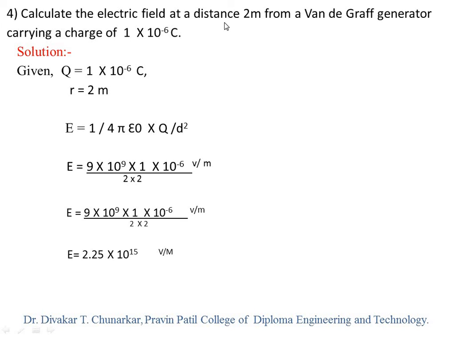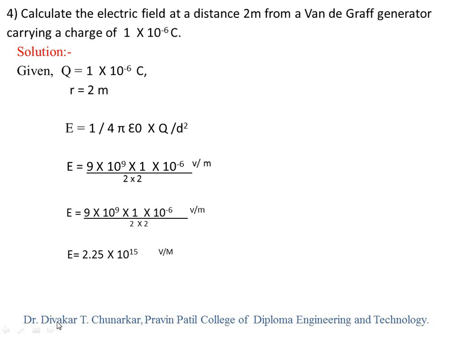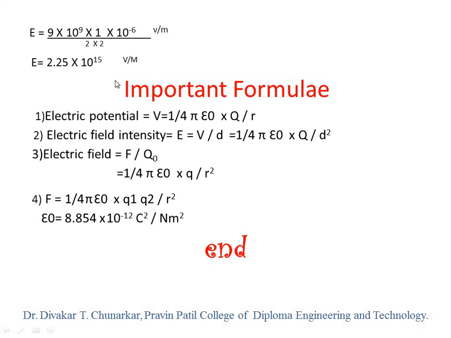You will practice at home properly. Any doubt, any question, you ask me. So in your numerical problem, E equal to 2.25 × 10^15 volt per meter. This is the unit. Here the unit is important.